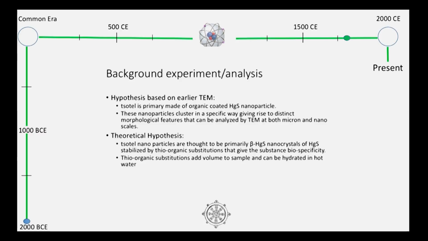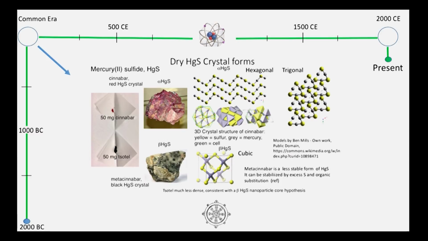We think that they are these nanocrystals, and they're stabilized in a specific way. Okay, so anyway, this is the general overview of what's known in terms of the crystal structures of mercury sulfide. They either form a tightly packed alpha packing formation, either in hexagonal or trigonal crystal space.